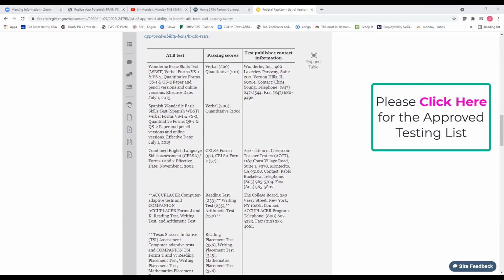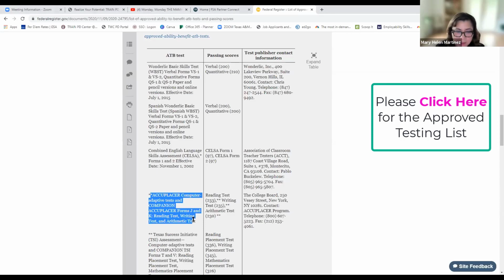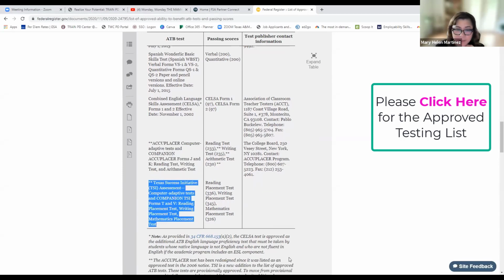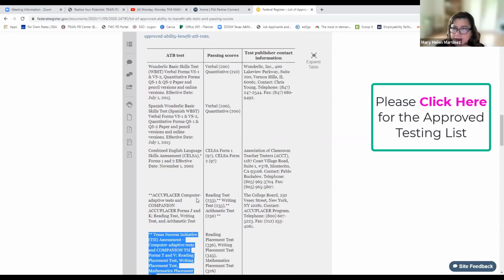And then they have the Spanish one. And then here's the AccuPlacer companion. So there's that. And then the Texas Success Initiative assessment, but it's the first version, not the second version. So that would be last year's version, not this year's. Okay. So TSIA, not TSIA2 at this time. Correct. At this time. Yeah.